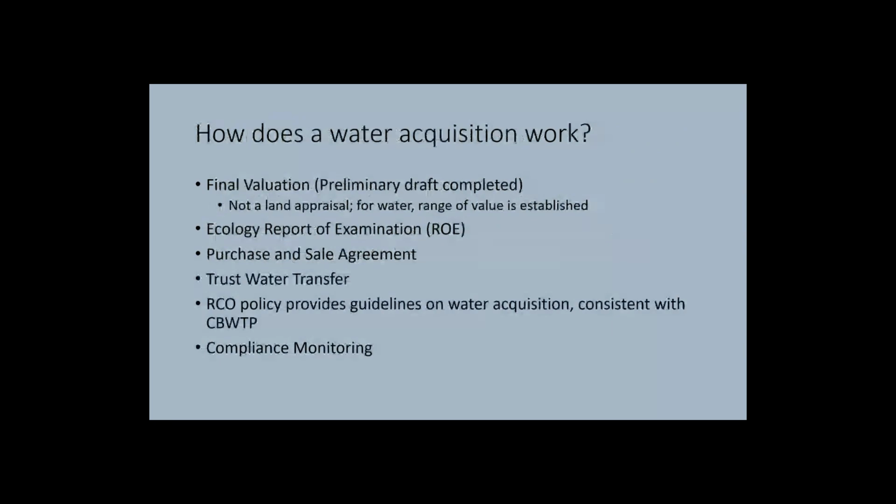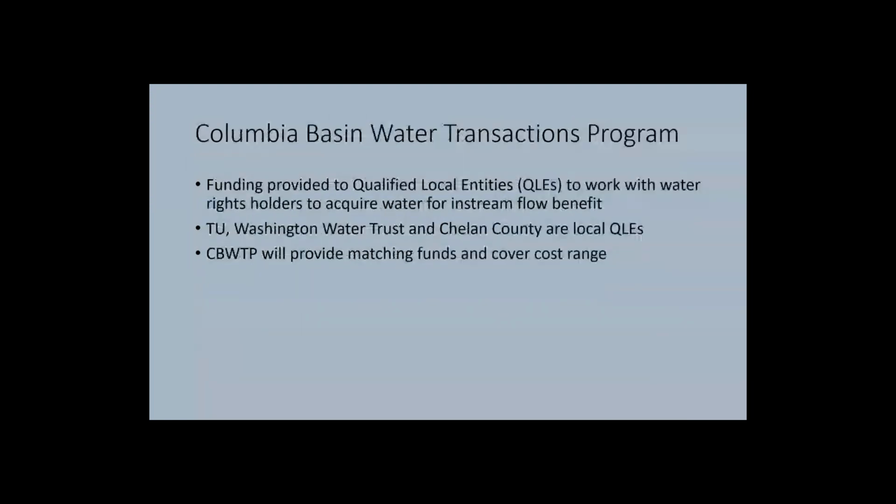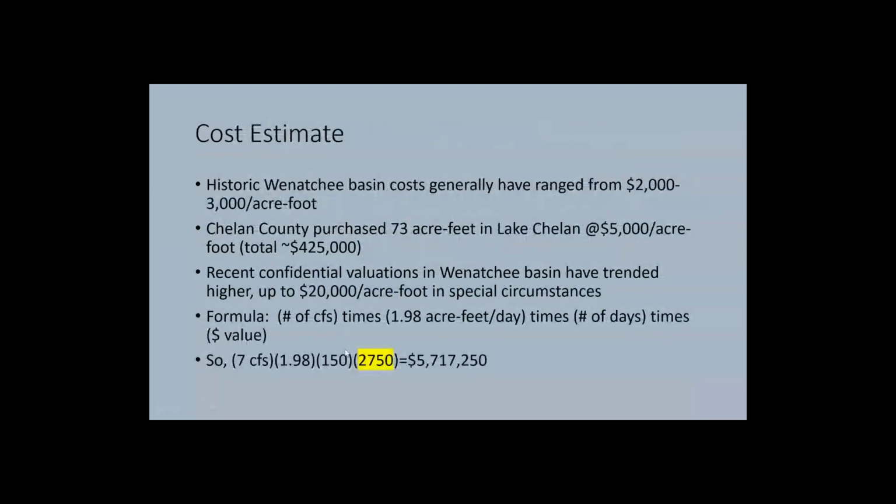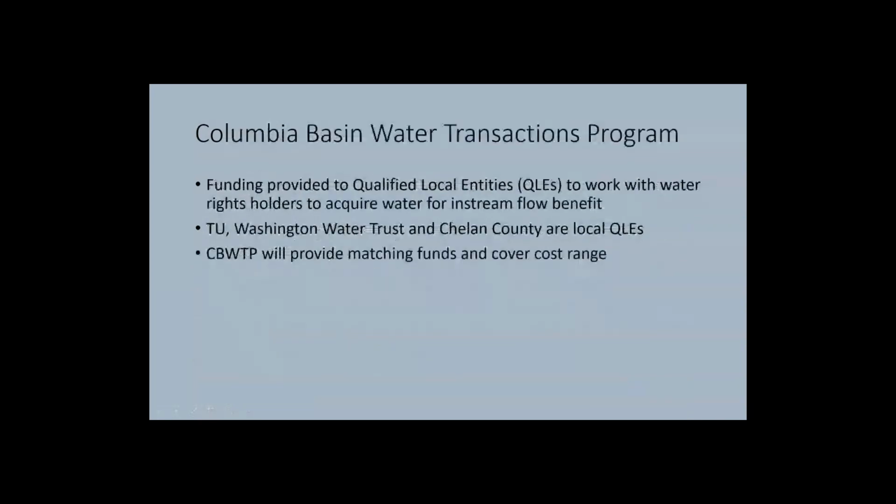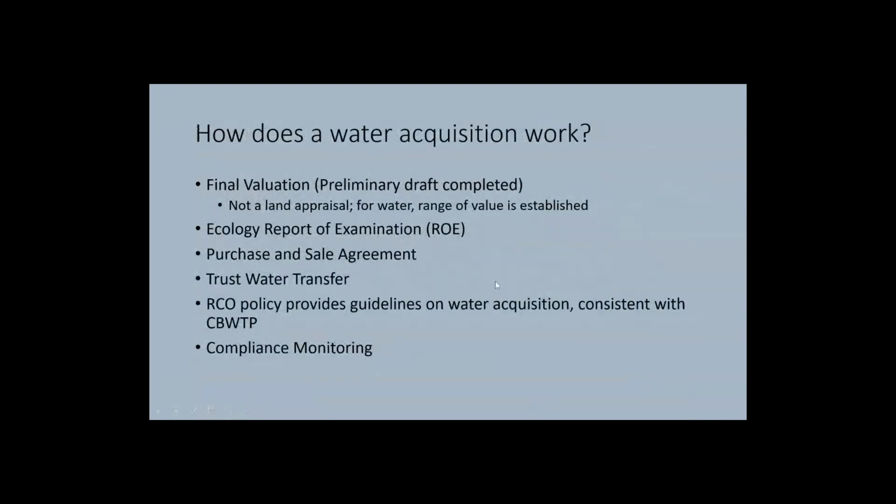In terms of how this works, there's multiple steps that we have to go through. You may have a question about back here on how did we come up with these numbers and how confident are we in the numbers? We're very confident in the numbers and the range of values. So one of the first steps that has to happen is there has to be a final valuation. We've completed a preliminary draft. We're still reviewing that to determine the value of water here.